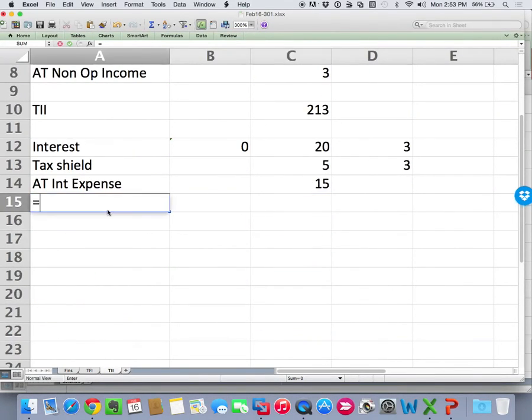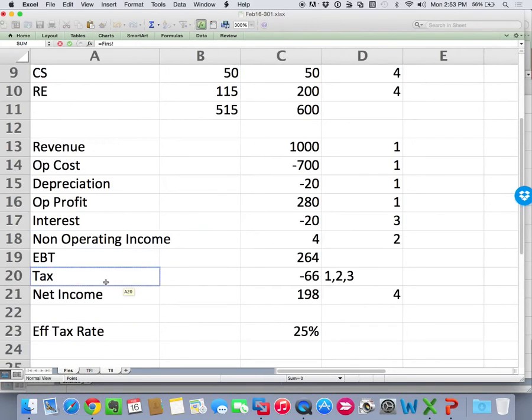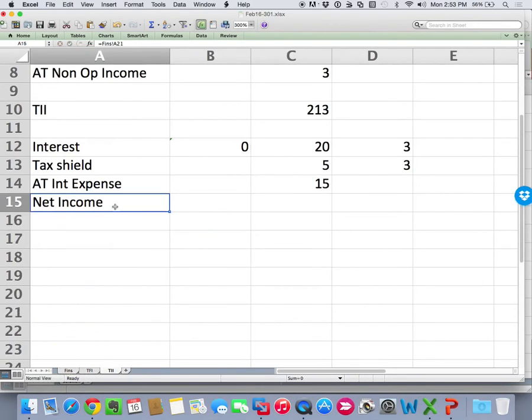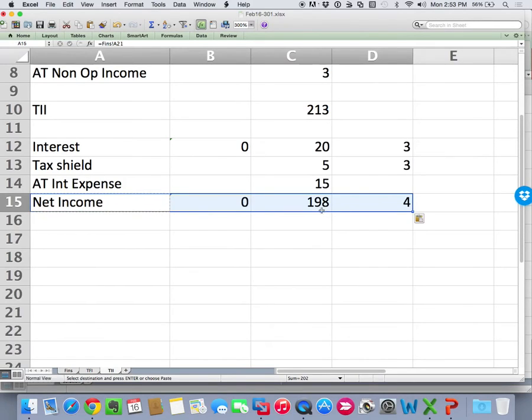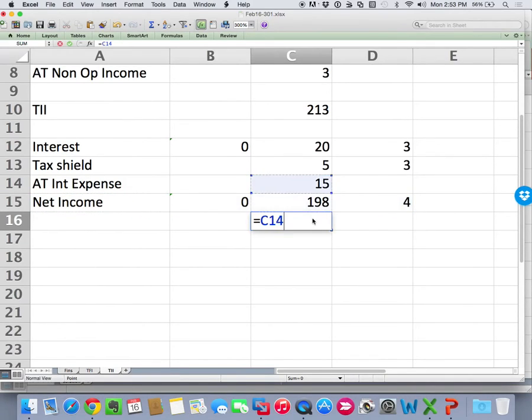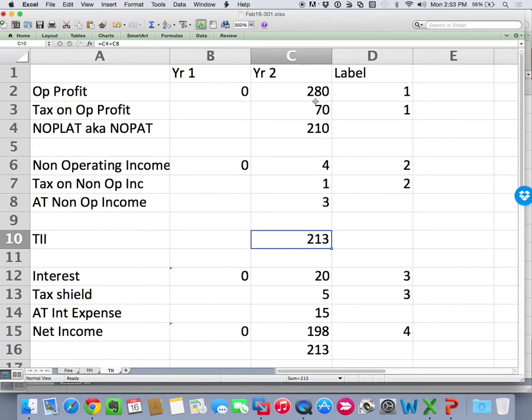Finally, my net income. After-tax interest expense plus net income, 213 matches 213. I have $213 million to pay out. I have $213 paid out. 15 went to the interest expense. 198 went to the shareholders. Questions?